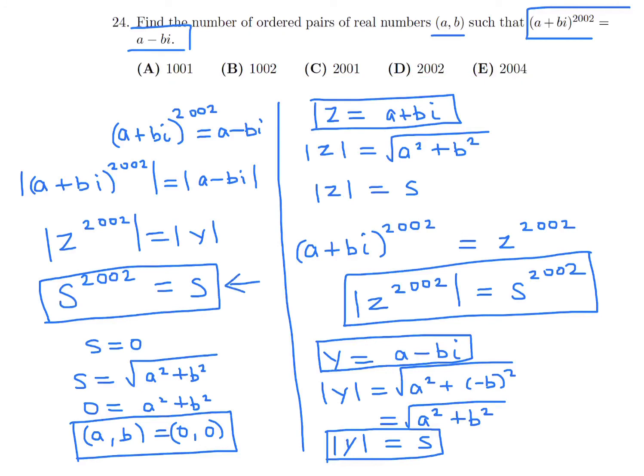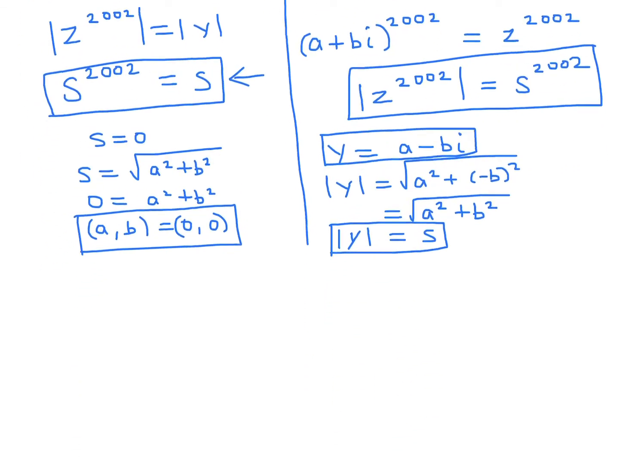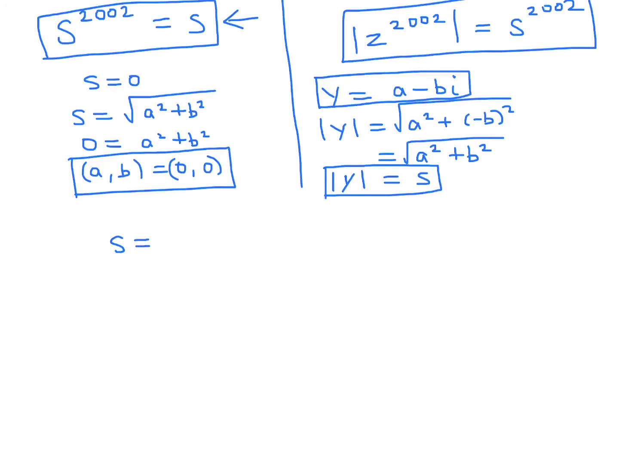The other way this can work is if s is equal to 1. If s is equal to 1, s to the power of 2002 will be 1, and s is 1. So that means, remember, s is equal to the square root of a squared plus b squared. So that means 1 is equal to a squared plus b squared. We can just square both sides to get that.